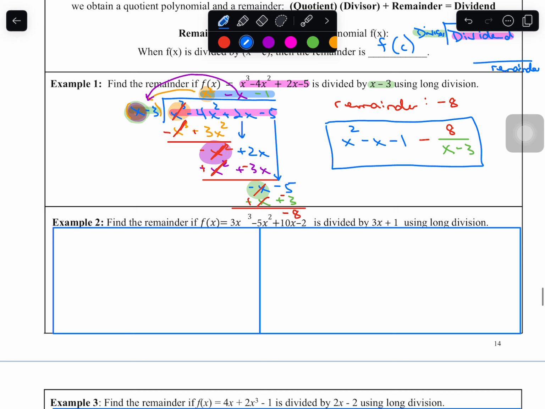Okay, go ahead and try example 2 and 3. Try 2 and then play the video. See where you went wrong, try to find your mistakes and so forth if you made any, and then we'll go over 3. So go ahead, pause the video, take a couple minutes to try example 2 on your own using the same process as example 1.